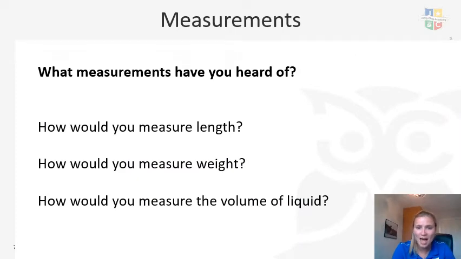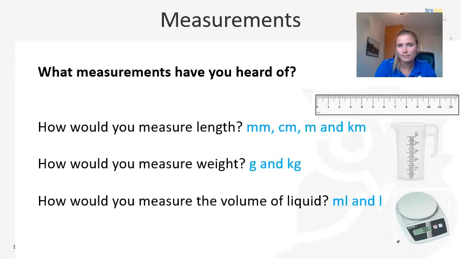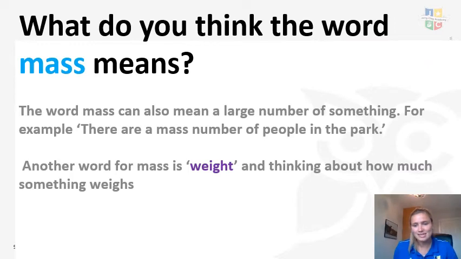So quick recap, what measurements have you heard of? You should have said millimetres, centimetres, metres and kilometres, grams and kilograms, millilitres and litres. So we've obviously started to look at some of these. So last lesson we were just having a look at what mass was, and we knew that mass was the weight of something, how much something weighs.